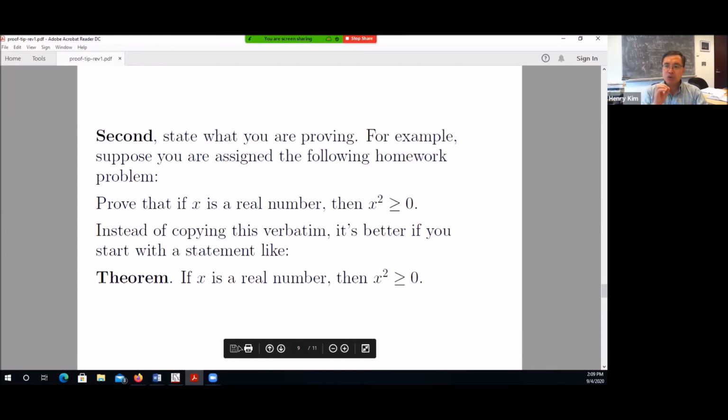Second, state what you are proving. For example, suppose you are assigned the following homework problem: prove that if x is a real number, then x squared is greater than or equal to 0. Instead of copying this verbatim, it's better if you start with a statement like theorem: if x is a real number, then x squared is greater than or equal to 0.